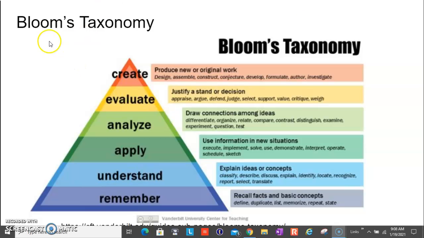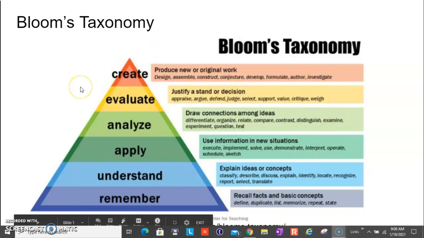So Bloom is a guy, his name is Harold Bloom, and he came up with this theory, a taxonomy about how our brain thinks. This was in the 1950s. There are other theories out there, but this one is the one that instructors buy into probably the most. This one is most popular.